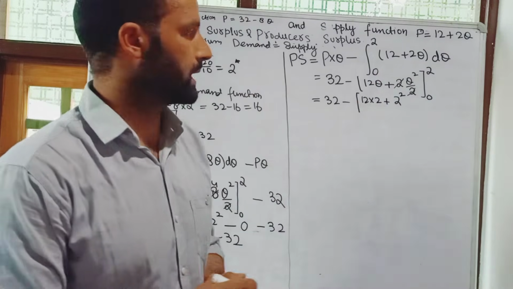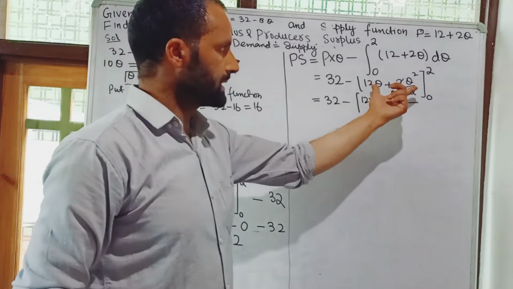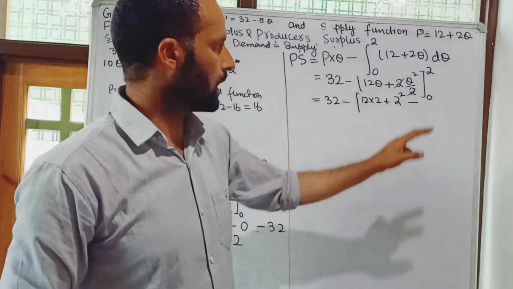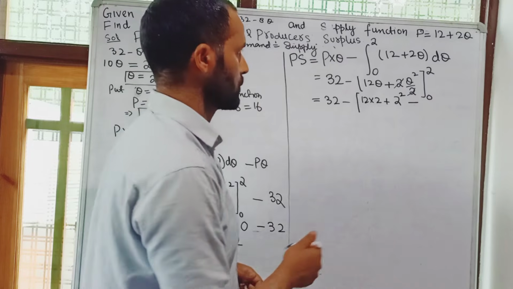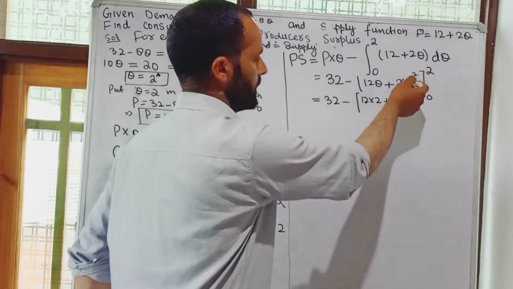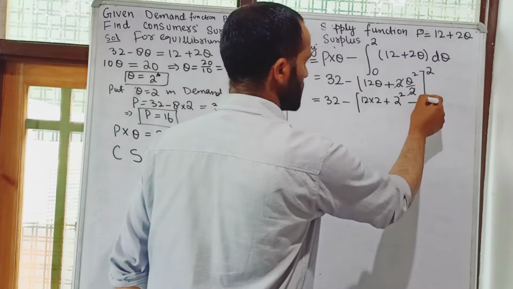Now I have evaluated these terms at q is equal to 2. Now I will subtract the same terms, but in place of q will be 0. So I will subtract this from that is the lower limit. So this will become 12 into q, that is 12 into 0 is 0, plus here 0 square divided by 2, that is also 0. So here it is 0.